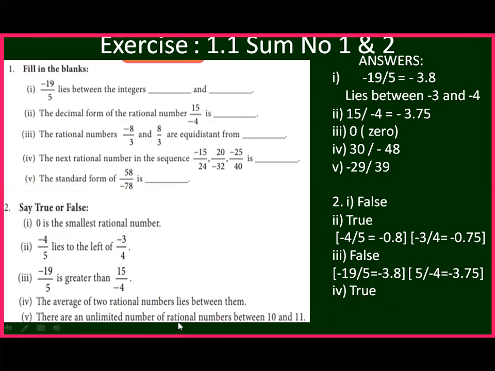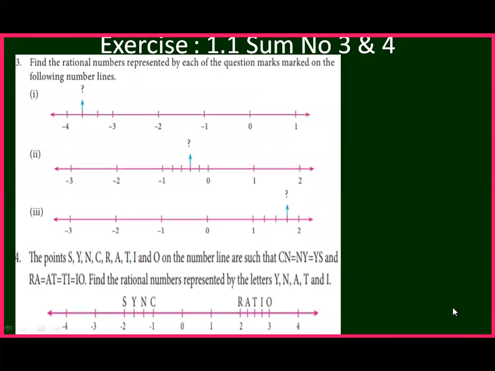There are an unlimited number of rational numbers between 10 and 11. Yes. So 10.1, 10.2, 10.3, even 10.01. All those numbers are there. So an unlimited number of rational numbers lie between 10 and 11. So the statement is true.